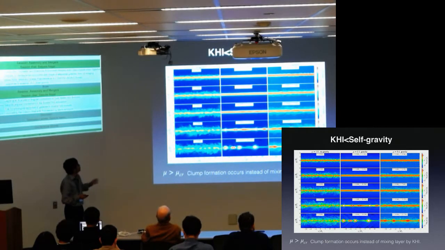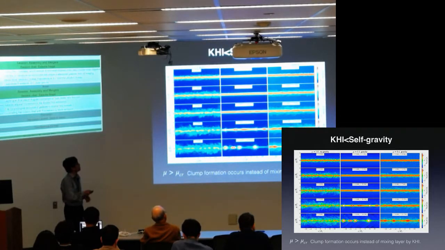The left panel shows the streams with no gravity, and you can see the formation of the mixing layer due to the KHI and the formation of small fragments at the end. But if you go to the one with gravity in the middle panel, you can see the formation of big clumps at the center of the streams instead of the KHI disruption.